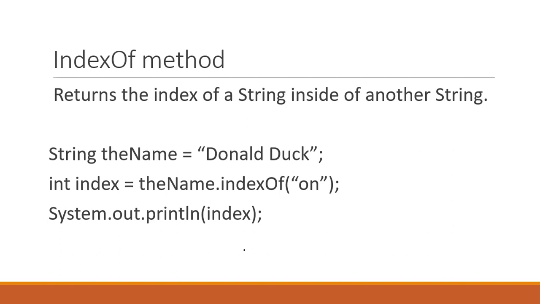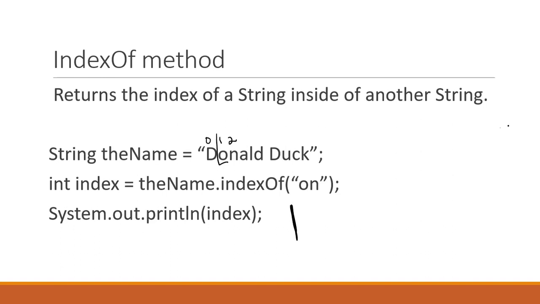So again, I have the name is "Donald Duck", and I call indexOf on the name, and I want to know where "on" is in the name. Okay, so here it's going to determine where the first appearance of "on" is in this variable. It's going to notice "on" starts at index 1, correct? So index would have a value of 1 on this.